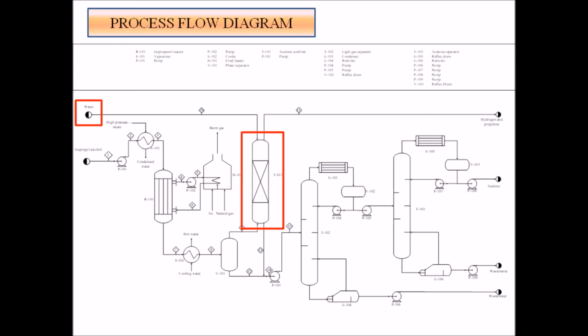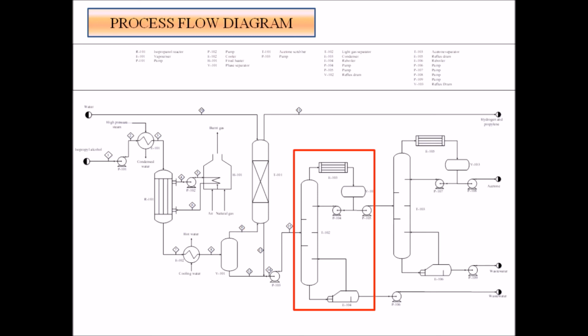The vapor leaving the separator is scrubbed with water fed at 3 bars and 30 degrees Celsius in the acetone scrubber to recover the additional acetone. The scrubber operates at the same temperature and pressure as the phase separator. All hydrogen and propylene in the feed will leave the scrubber in stream 11. The liquid from the scrubber will combine with the liquid from the separator to enter a light gas separator at a temperature of 40 degrees Celsius.